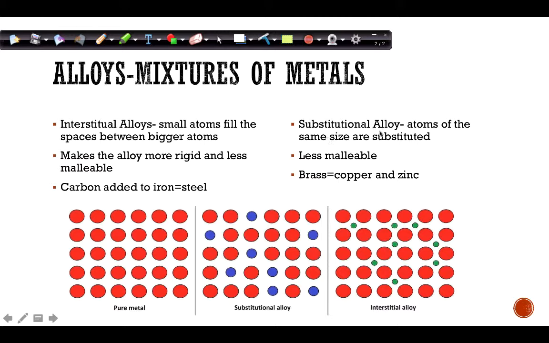So a substitutional alloy, well, it substitutes for some of the atoms. So we take an atom of a very similar size and we replace it in that alloy. And this makes it less malleable. So copper and zinc would make brass, and then this would be an example of a substitutional alloy.